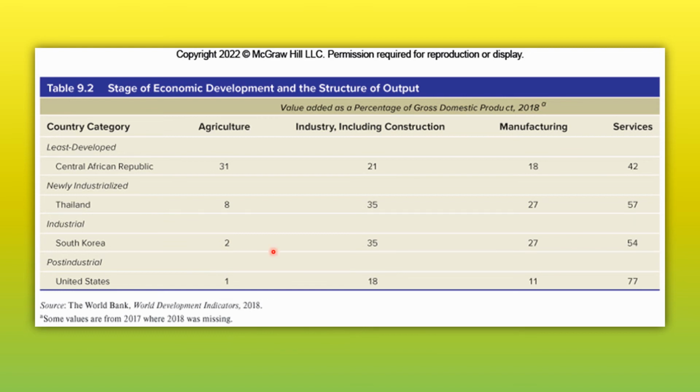Let's see, some examples for least developed, newly industrialized, industrial, post-industrial. Yes, for us, we don't have many in manufacturing. It's almost all services. Even in some of the least developed countries, they also have some services, more so in manufacturing. Agriculture, again, that's what you would expect in a subsistence type economy. Thailand, newly industrialized, so a lot more in manufacturing, new industries, construction, but a growing service industry too. South Korea is also kind of like us.